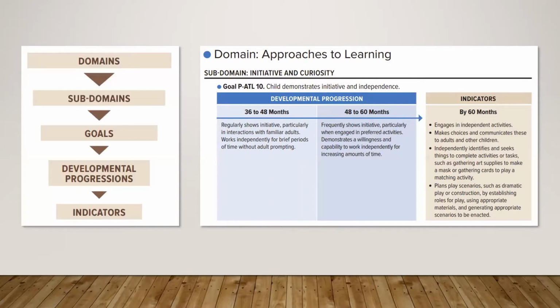Each domain is organized by subdomains, then goals, developmental progressions, and indicators. The developmental progression and indicators can be confusing because it seems like both sections are saying the same thing, and they kind of are. But keep in mind, the focus of the framework is on outcomes. So the indicators given describe the outcomes our students should accomplish by the time they leave our program. The developmental progression helps us to see if they are on target based on their age range by giving brief descriptions of what we can expect to see.